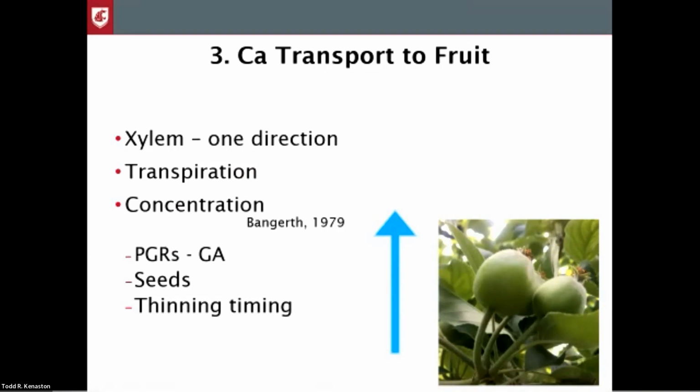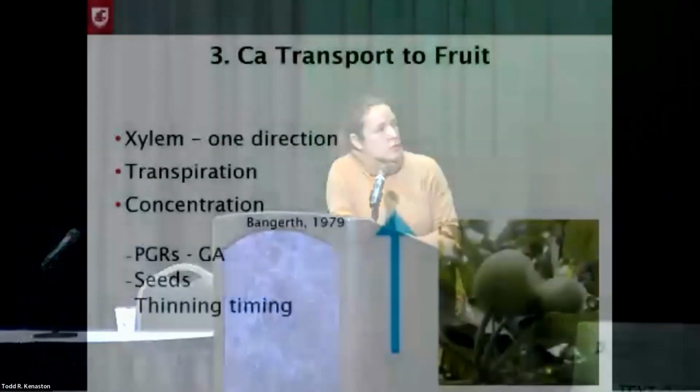So remember, xylem is one direction, bringing the calcium into the fruit, driven especially by transpiration. Early in the season, we do have transpiration from the fruit, but later when the fruit is developing the cell wax and all that, the fruit no longer transpires. So we have a window of opportunity to have calcium into the fruit.